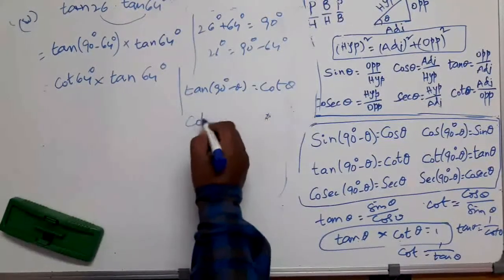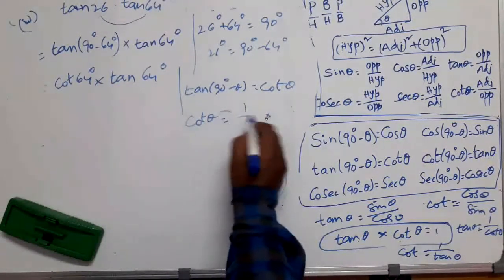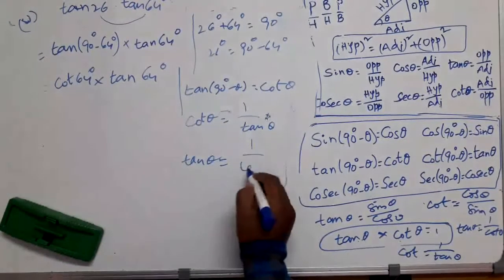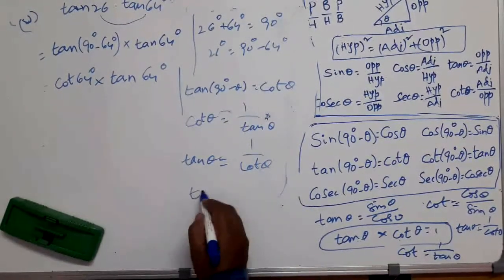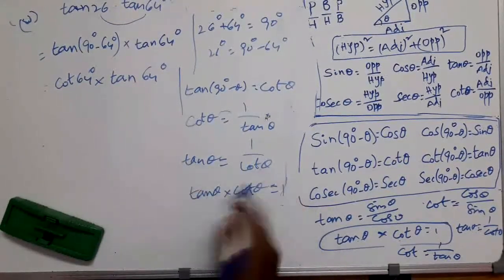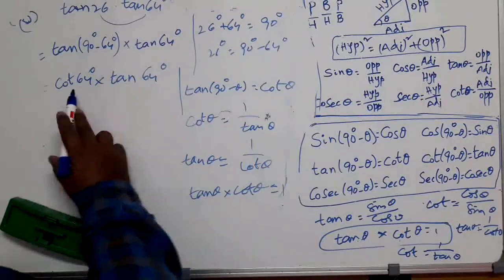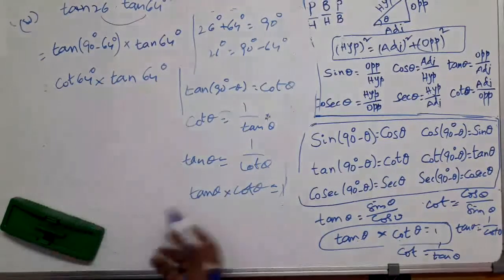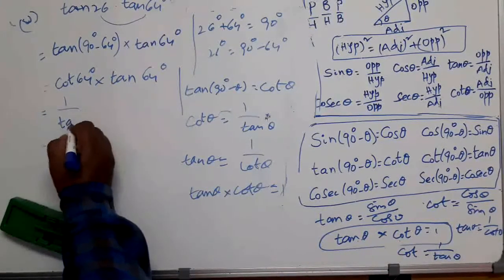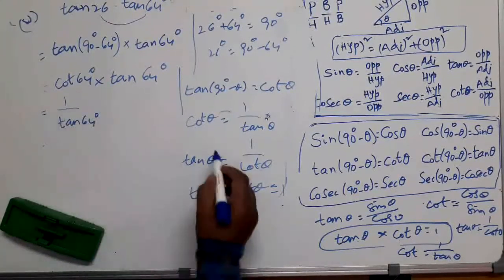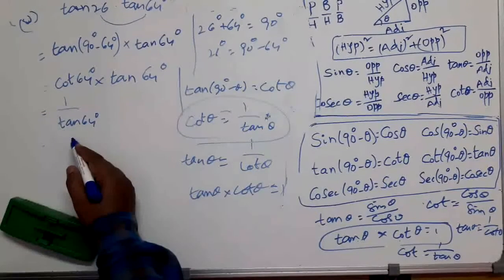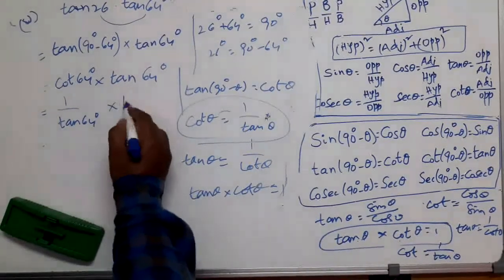So cot theta can be written as 1 by tan theta, or tan theta can be written as 1 by cot theta. Product of tan theta and cot theta is how much? 1. Product is 1. Of course, theta is 64 degrees here. You can write 1 directly, or if you feel comfortable, you can convert it like this. Cot theta can be written as 1 by tan theta. So I am writing cot 64 degrees as 1 by tan 64 degrees multiplied by tan 64 degrees.